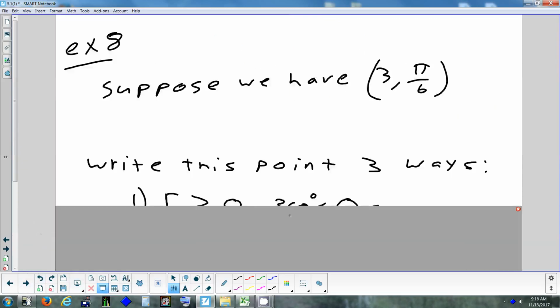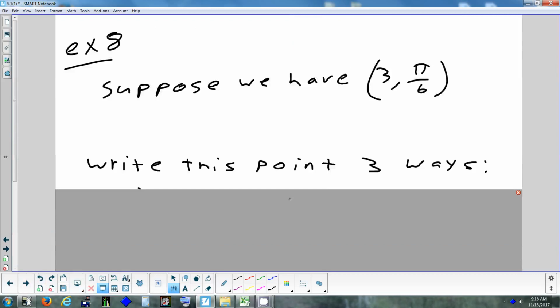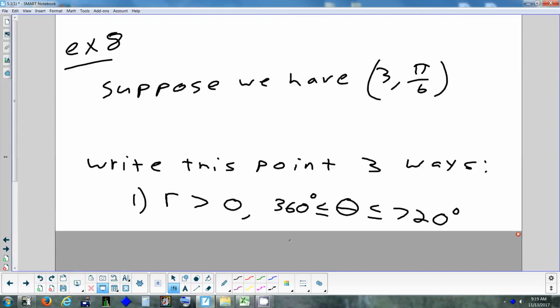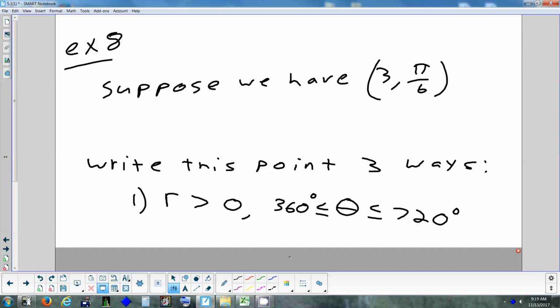All right, let's look at this one. So I'm giving you a point. And I want you to try to write it 3 different ways. So the easiest thing might be to make a sketch and just draw it out and see how to get where I want you to go. The first way I want you to do it is with a positive radius, and I want the angle between 360 and 720. So this is a problem where I am asking you to go around an extra revolution. I would just like to see how to write it that way, okay, like I did in the last problem.